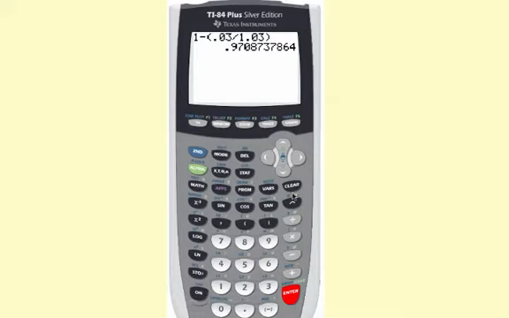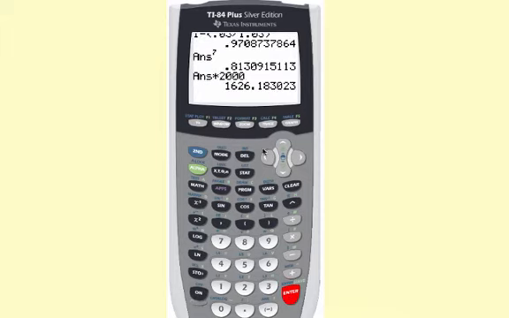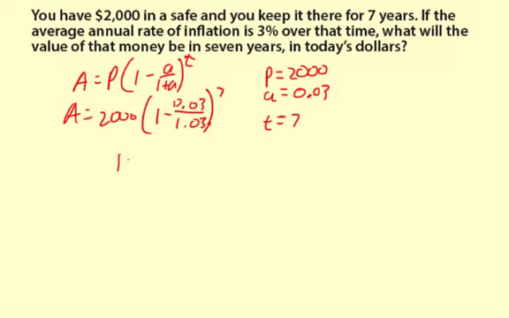Now it's 7 years, so I'm going to raise that to the 7th power. So all I had to do is put exponent 7, and the calculator put answer, which is this previous part up here. So 0.81309. And then that times the $2,000. There you go, 1626. That is your answer.